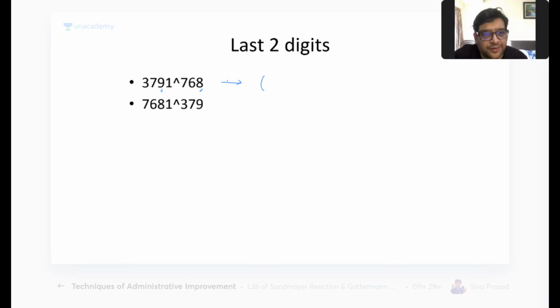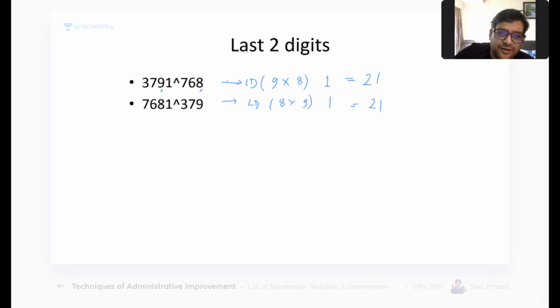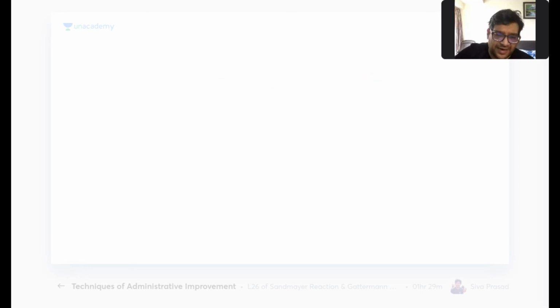I will write it down just in case, so that you don't forget. So 9 into 8, the last digit of that, followed by 1. So I get the answer as 21. 7681. So last digit of 8 into 9, followed by 1, which is again 21. So that's effectively how you can find out what the last digits are going to be. What is also important is to understand why this is happening. And let me just spend a little bit of time on that.